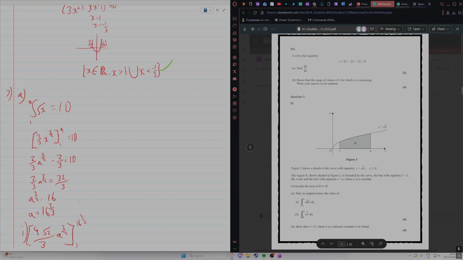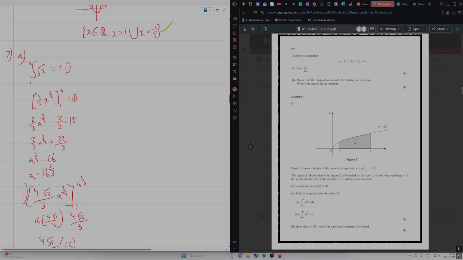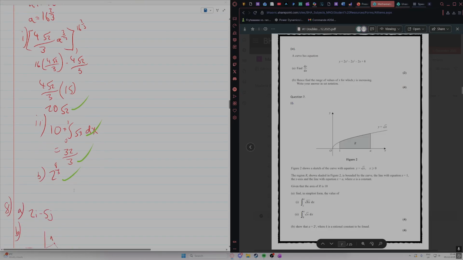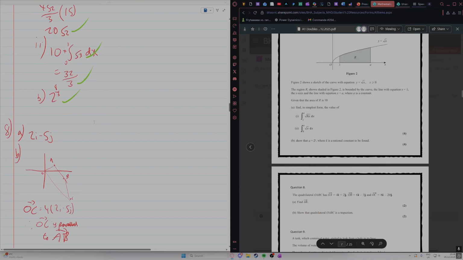But anyway, firstly I just found a by doing this, because it says the area from 1 to a is 10, so you just set it equal to 10, put the bounds in, and you get a. Then next you find both of these integrals, and then you can just put this in the form 2 to the 8/3 because you're just simplifying the power down.